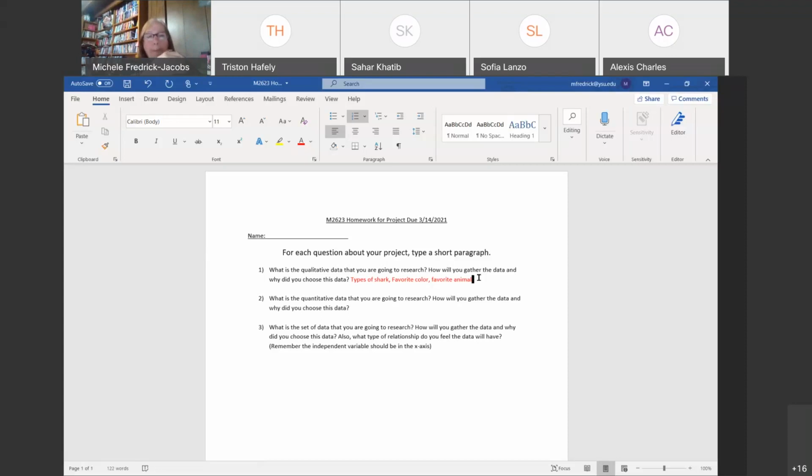So for the qualitative data, you want us to do bar graphs and pie charts. What are we doing for the quantitative data? That part doesn't come up until after because that'll be in the project. For this homework assignment, you just need to put what your data is going to be, how you're going to gather it, and then why you chose it. That other part will be on the project.